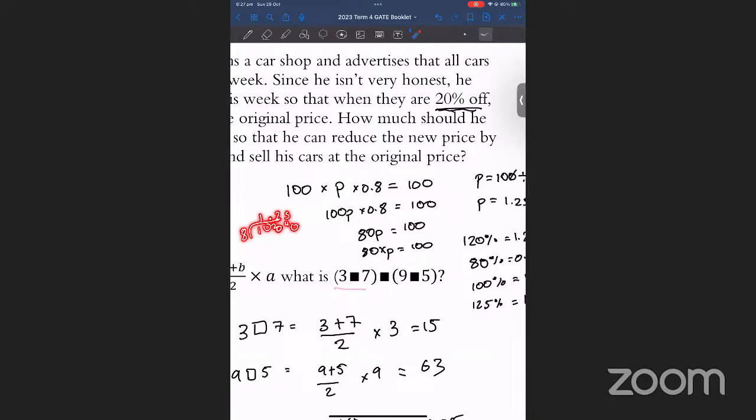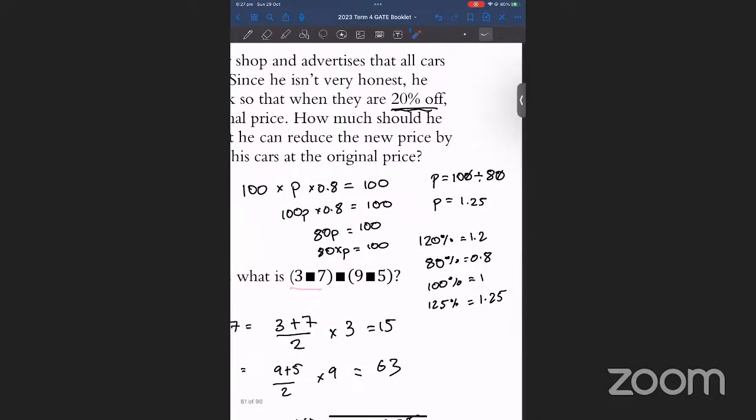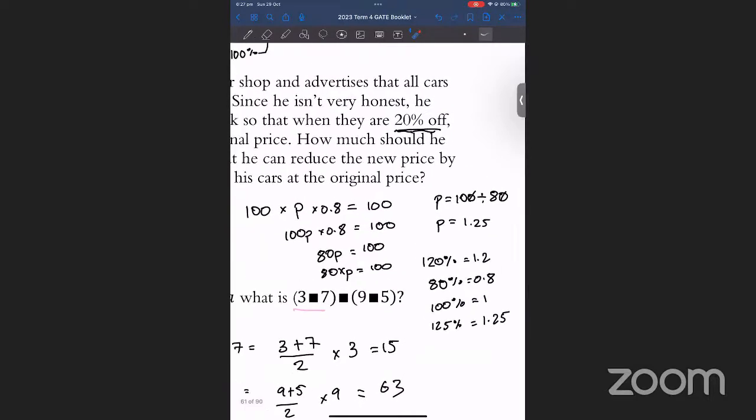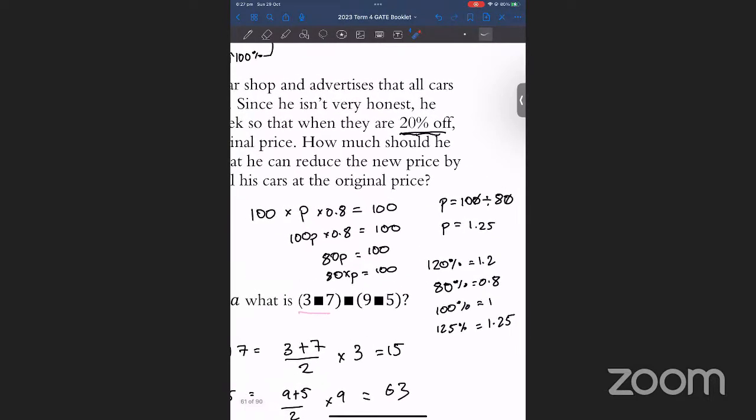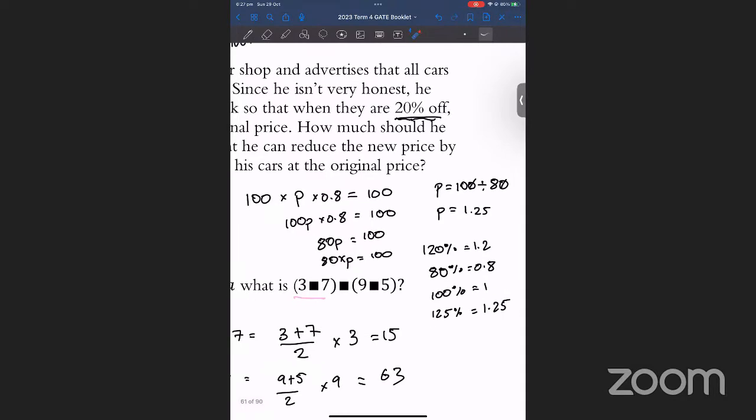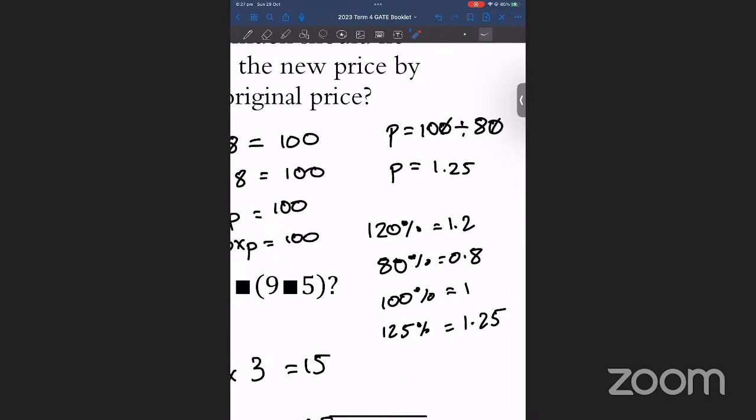What's that? 1.25. Awesome. P is equal to 1.25. So what does that even mean? So let's take a look.